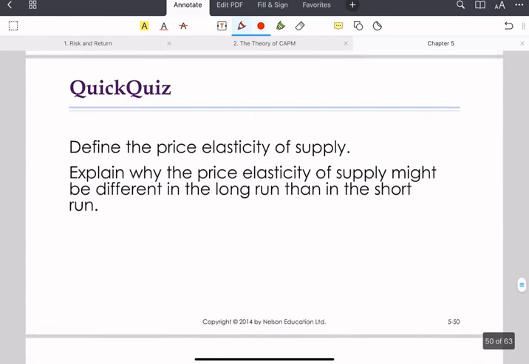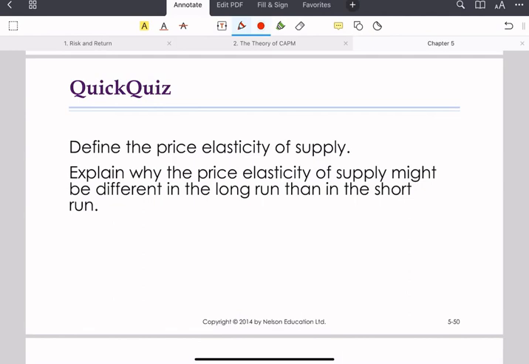Okay. A quick quiz. Define the price elasticity of supply. Well, the price elasticity of supply is defined by the percentage change in quantity supplied divided by the percentage change in the price.